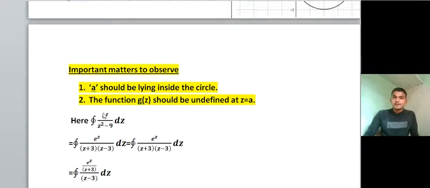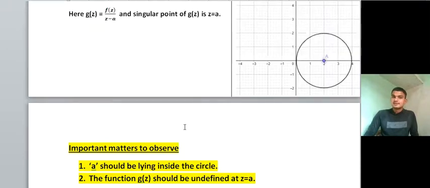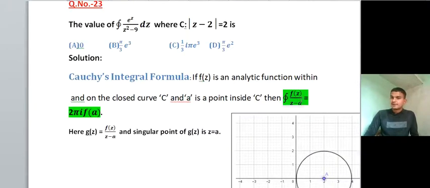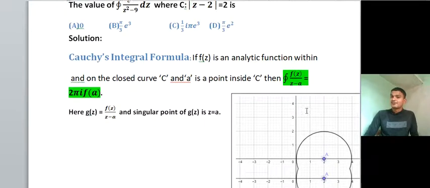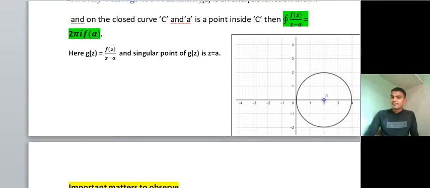We need to write it in this form. So z minus a, we have to choose z minus a first. To get z minus a, we have to get a. I have already told what a is: a is the point of singularity of g of z, and a should be lying inside the circle.